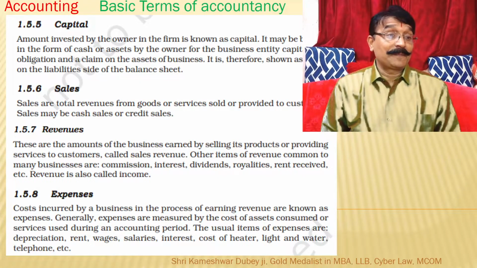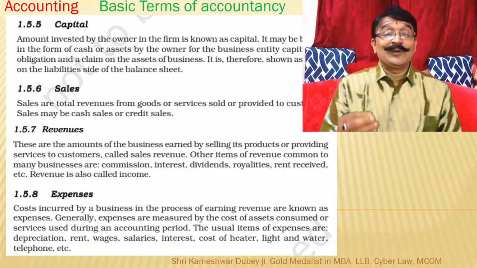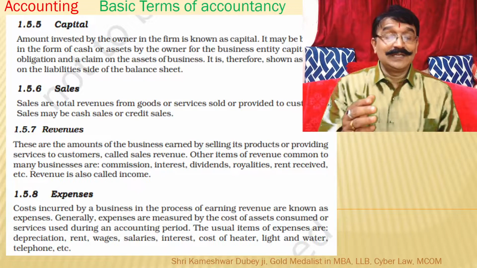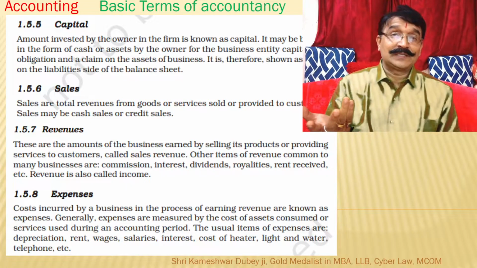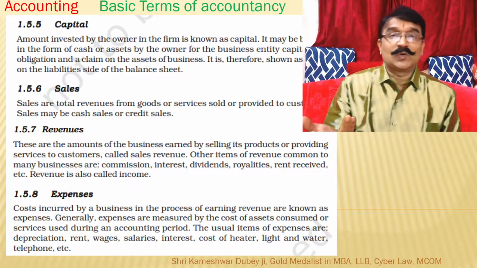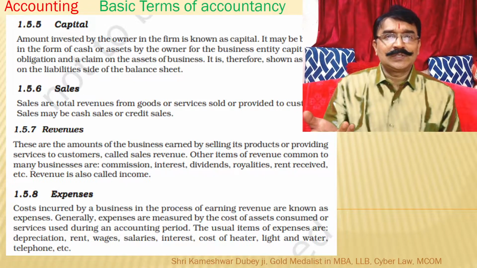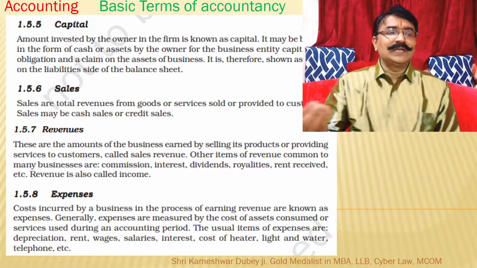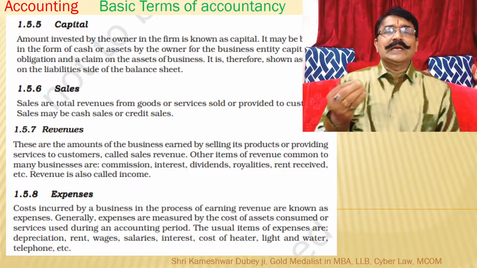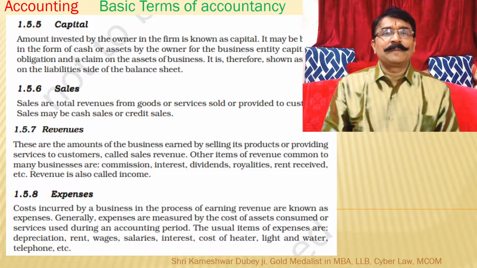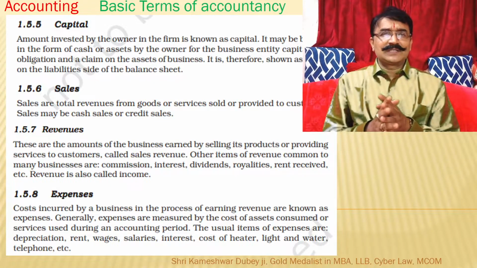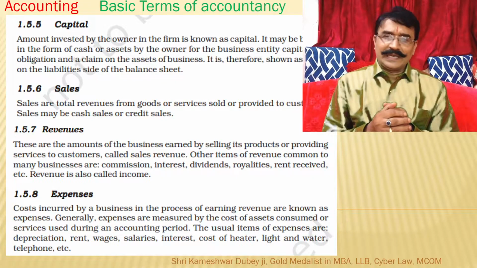Now sales. Sales are the total revenue from goods or services sold or provided. Generally, some entities provide services, some entities sell goods. So whether selling goods or providing services, whatever amount comes in is called sales. Sales may be cash sales or credit sales. In business, some transactions are cash, but many transactions are on credit.